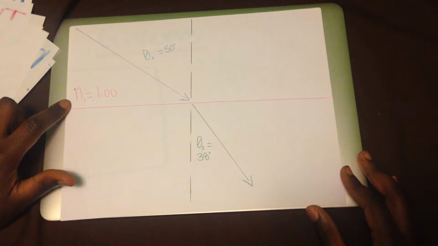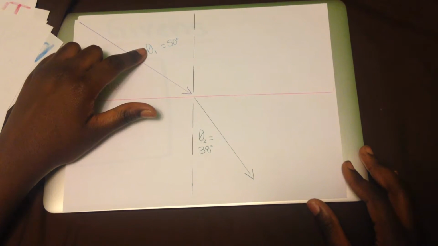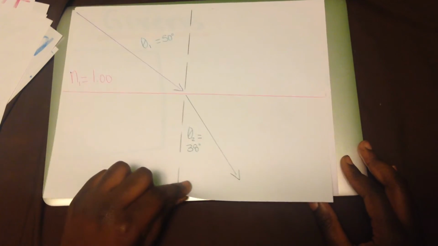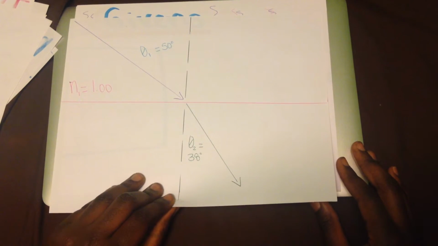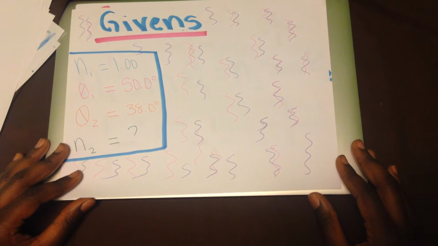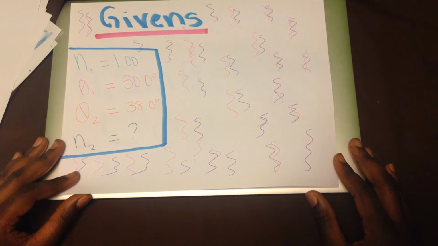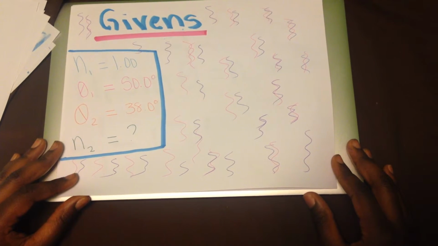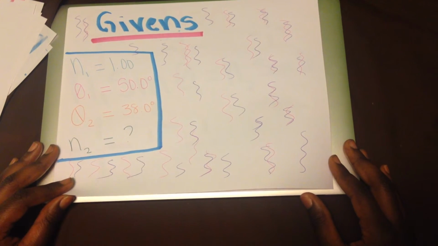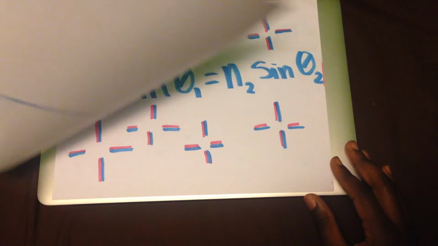Here is our index of refraction for the first medium, here is our angle of incidence, and here is our angle of refraction. But now we must find the index of refraction for the second medium. So our givens: n1 equals 1. We can assume that the first medium is air. And so our theta 1 is 50 degrees, and our theta 2 is 38 degrees. And now we must find our index of refraction for the second medium.